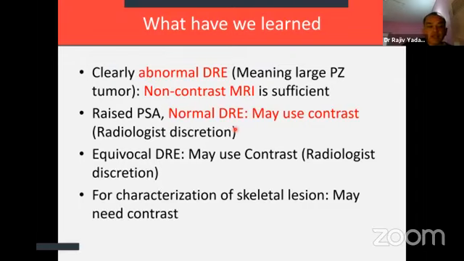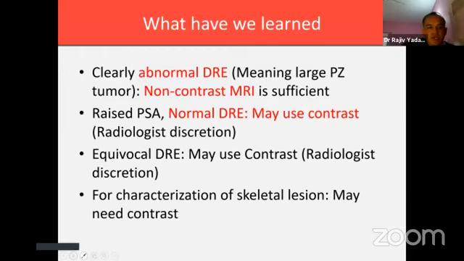For characterization of a lesion is one of the theoretical reasons we may use contrast. Otherwise, we are anyway using bone scan or PSA and PET scan. So the take home message is, if there is an abnormal DRE, no need for contrast MRI. And similarly for metastatic disease, large tumors, no contrast. So that brings down to a very small segment of the patients where contrast will be required.